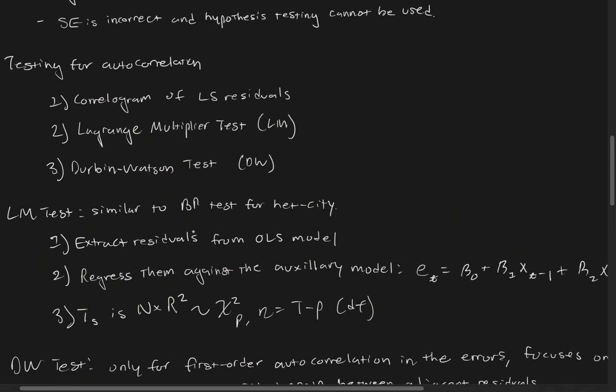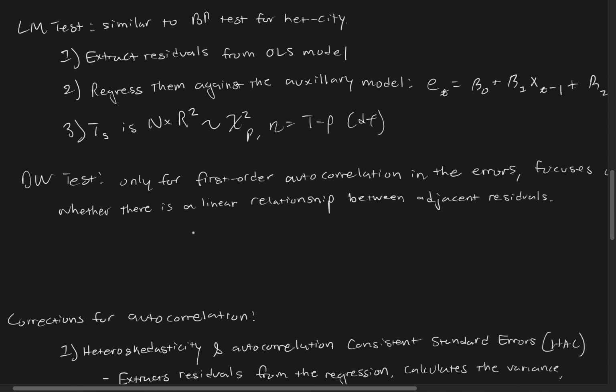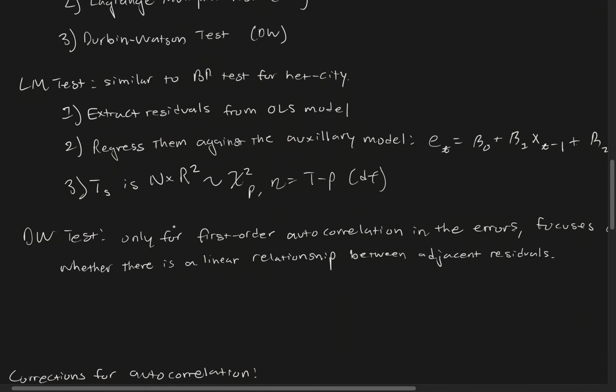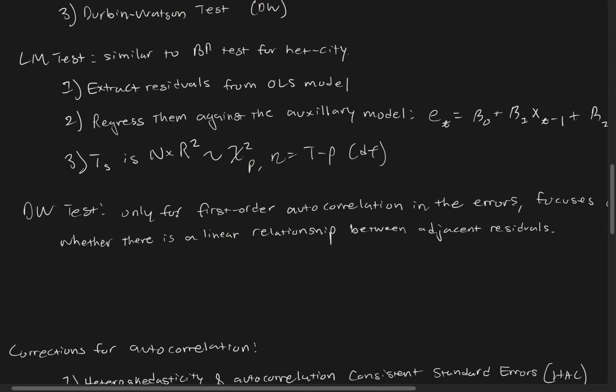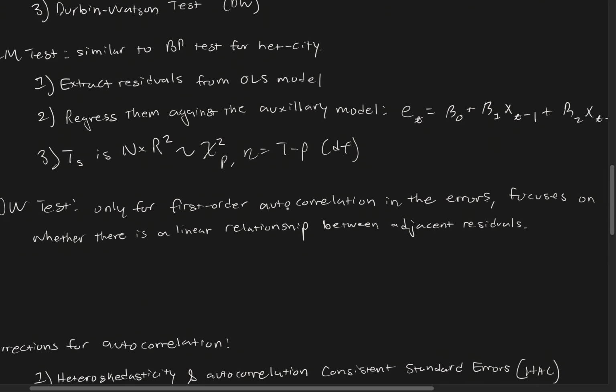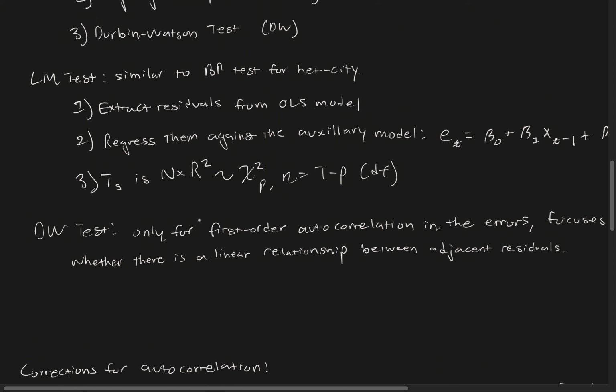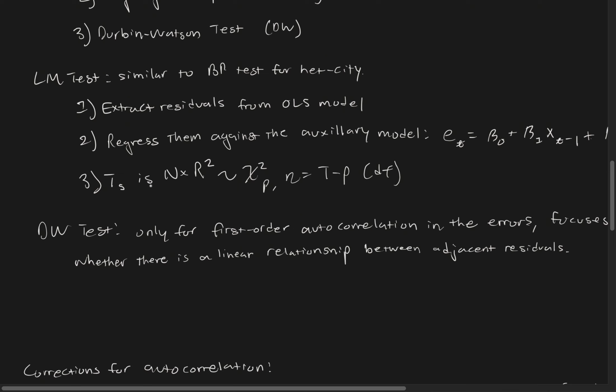So yeah, pretty similar. And the Durbin-Watson test, from what I've seen, is pretty much inferior to the Lagrange multiplier test, because the DW test only works for the first order autocorrelation of the errors. In other words, it only focuses on the linear aspect of the residuals. So when in doubt, use the LM test.